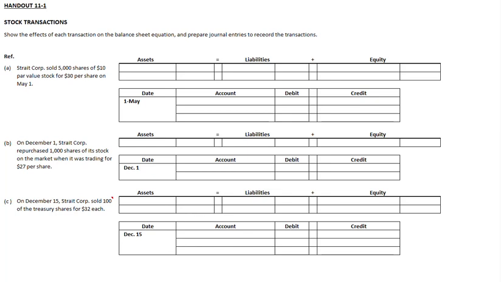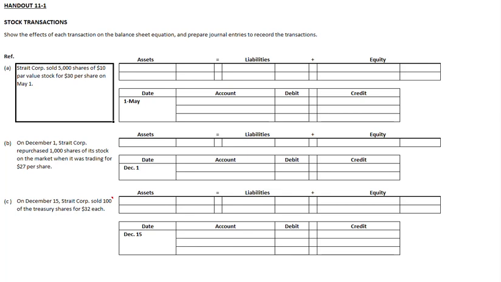In this video, we walk through Handout 11-1, some basic common stock transactions. We're going to issue common stock, reacquire shares, which we refer to as treasury shares, and then subsequently reissue those treasury shares. We're told that Straight Corporation sold 5,000 shares of $10 par value stock for $30 on May 1st.